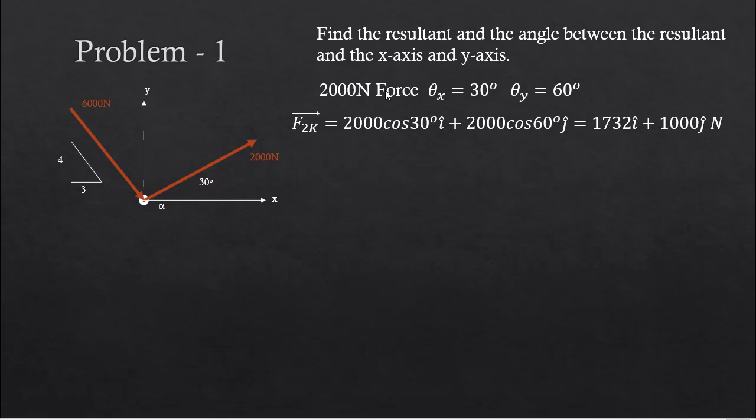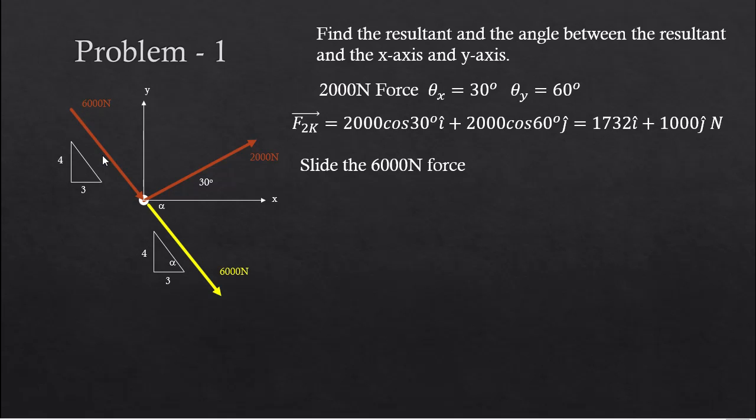So for the 2000 Newton force, the angle between the force and the positive x-axis is 30 degrees. The angle between the 2000 Newton force and the positive y-axis is 60 degrees. So we write F2k as 2000 cosine 30 and 2000 cosine 60, and we get these as the components of the 2000 Newton force vector.